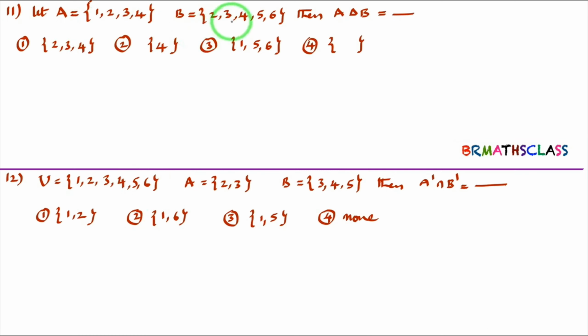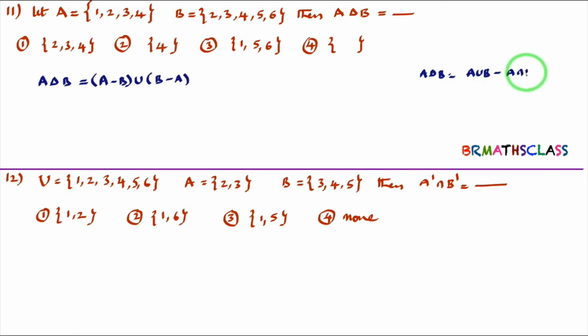Set A is given as 1, 2, 3, 4. Set B is given as 2, 3, 4, 5, 6 and they are asking to find A delta B. In the synopsis, we learn the formula for A delta B. What is the formula for A delta B? The formula for A delta B is A minus B union B minus A. A delta B we can write like this also: A delta B is A union B minus A intersection B.